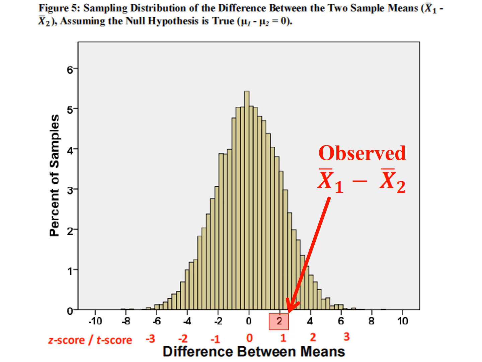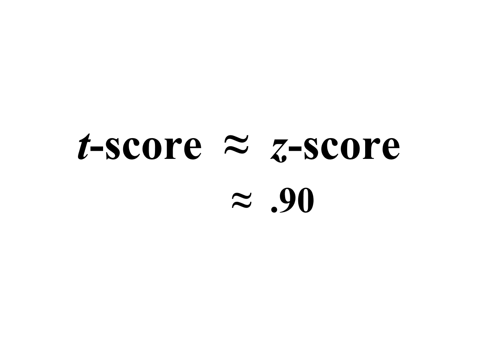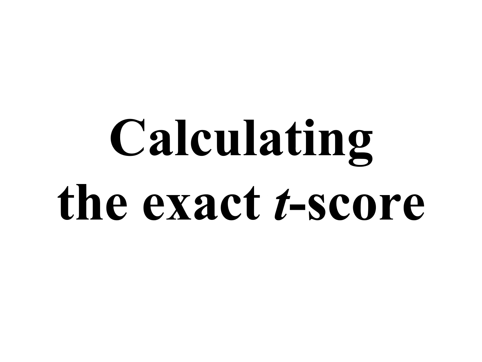Now, at the bottom of the distribution in red are the z-scores, which are also the t-scores. So what is your estimate for the z-score when the observed difference between the means is 2? Go ahead and take a couple of seconds, pause the video, and then come back to lecture. The t-score is approximately equal to the z-score, which is approximately equal to 0.90. So now that we have our estimate, let's go ahead and calculate the exact t-score.